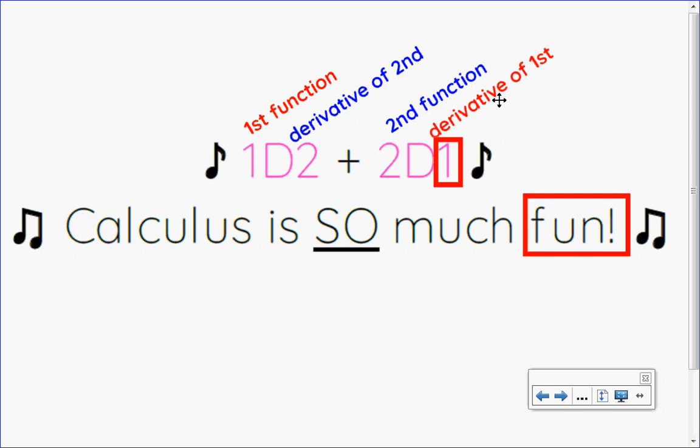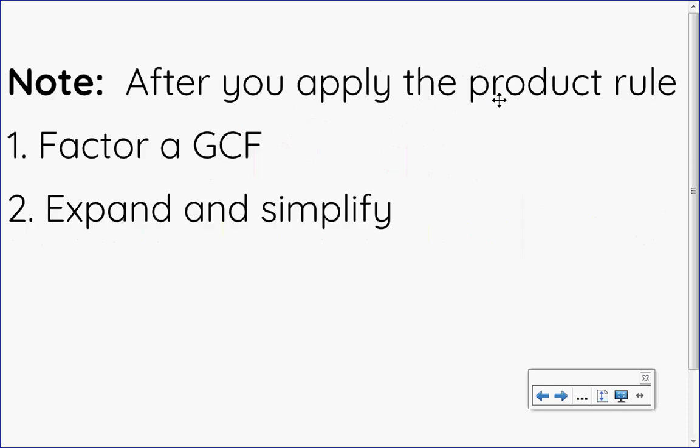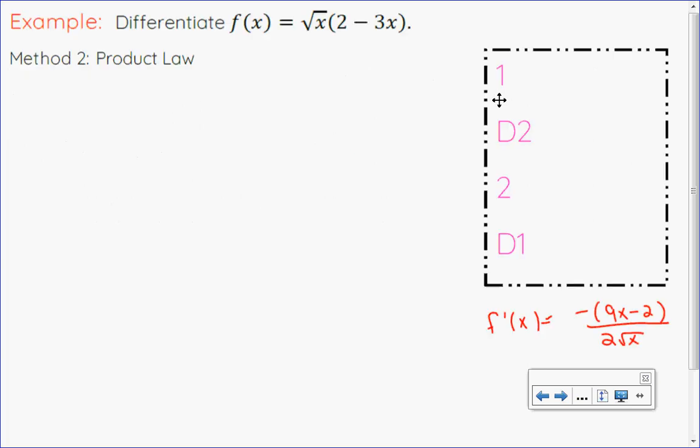So let's go back and solve that same question using this time the product rule. But after we do the product rule, something I want to note, you're either going to factor a GCF or expand and simplify. Those are your two choices once you apply the product rule. So let's go back to that same example. This is the answer that I'm hoping to get. That's what I got when I used the power rule. So let's look at the product rule.